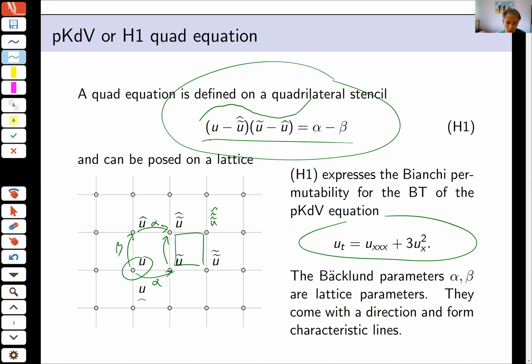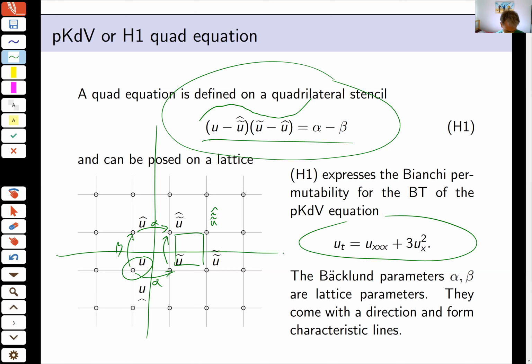Now what we have on the lattice is these parameters, alpha and beta, and they form a characteristic line. So we have this characteristic line for alpha, and we have the same characteristic line for beta. If we have more complicated quad graphs, we have more of these lines intersecting and weaving through each other, and this can all be posed on, embedded in higher dimensional cubes due to consistency.